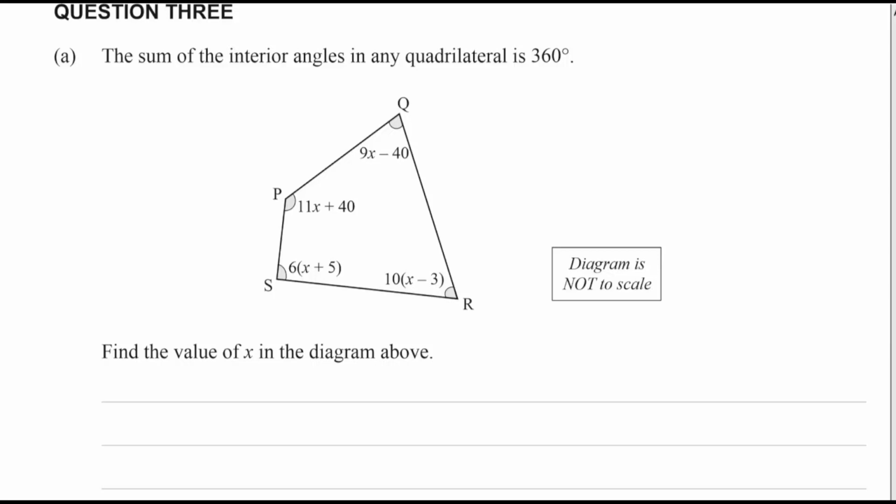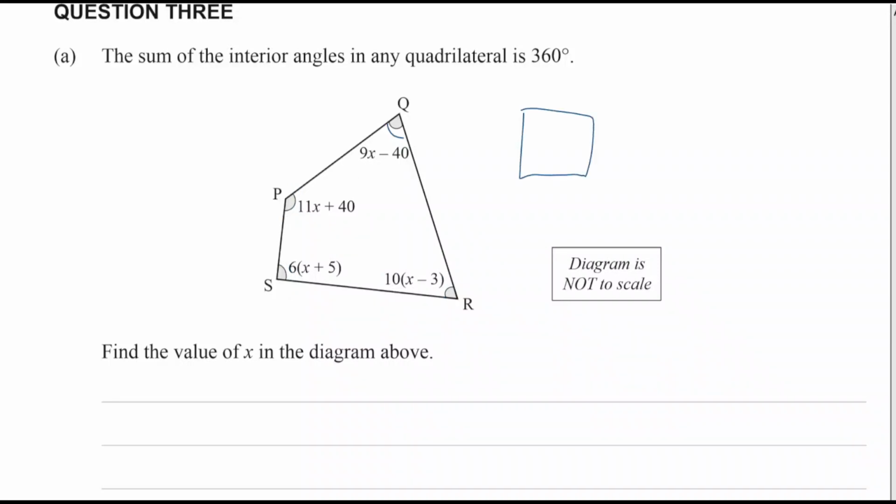The sum of the interior angles in any quadrilateral, so a shape with four sides, is 360 degrees. So here we have a shape with four sides. How convenient. So we know that the sum of the interior angles will add up to 360 degrees.